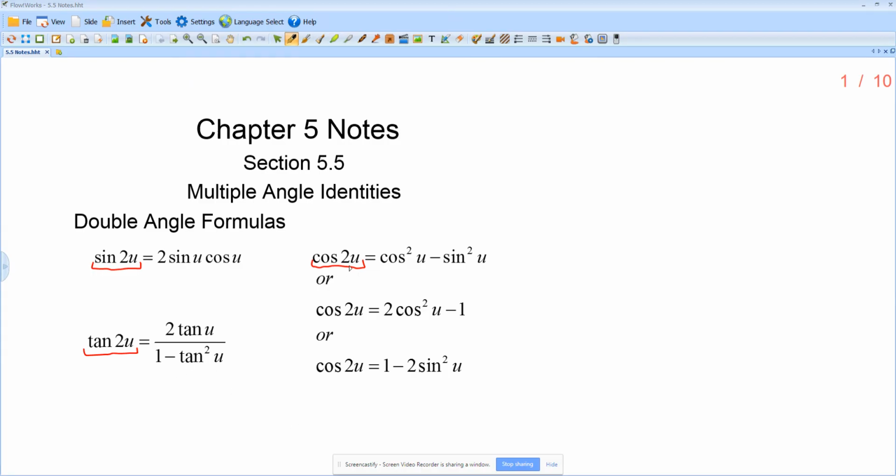And the cosine of 2 times u has 3 different options of how it can be rewritten, all of them equally correct. It's just that they're different iterations and they might be used in different scenarios. So the cosine of 2u can be written as cosine squared u minus sine squared u, 2 cosine squared u minus 1, or 1 minus 2 sine squared u. Any of those 3 work, and again, it sort of depends on the situation.